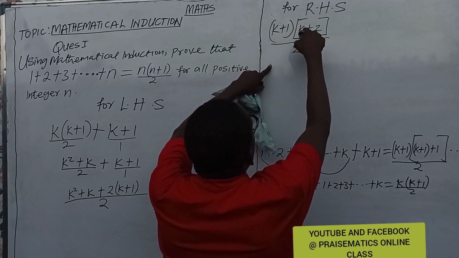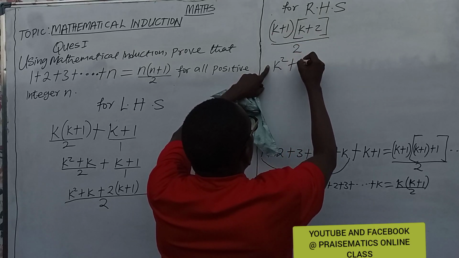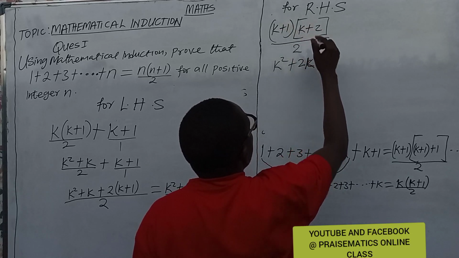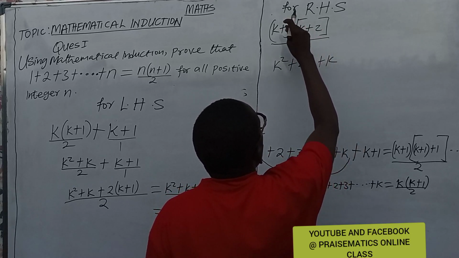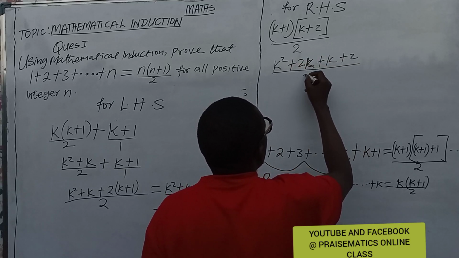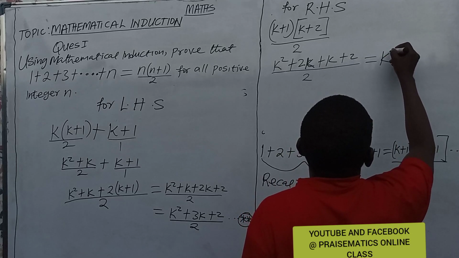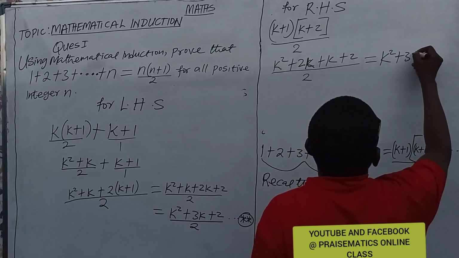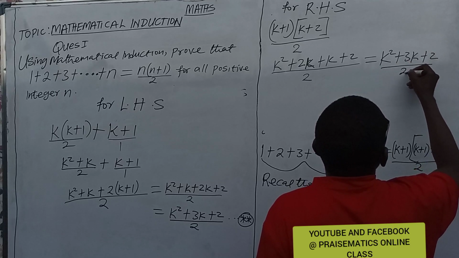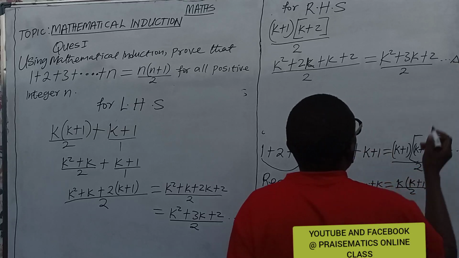We have this thing as k times k, which is k squared. k times 2, we have it as 2k. 1 times k plus k. 1 times 2 plus 2. All over 2. Now collection of like terms. This to this, we have this as k squared plus 3k plus 2, all over 2. Equation triangle. We have equation triangle.